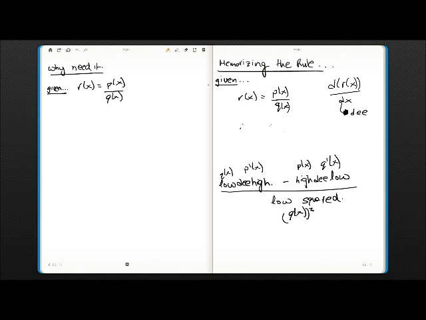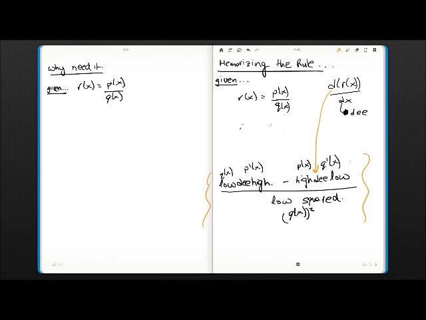Next is the way I memorized it. So again, given r of x equals p of x over q of x, I kept saying this: low d high minus high d low all over low squared, and d is coming from the differential that is used. And that's pretty much it.